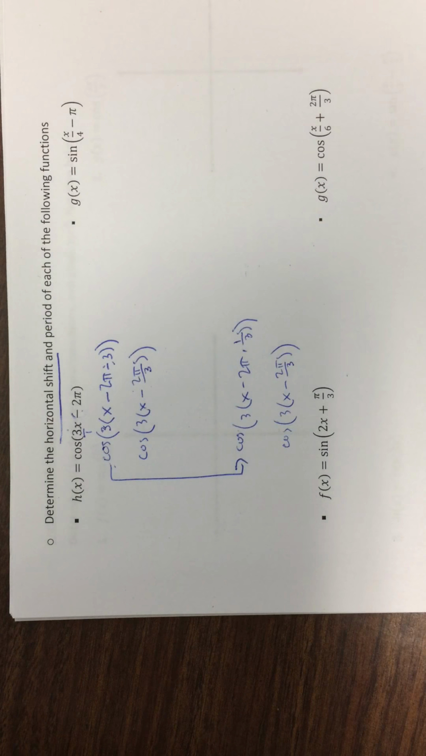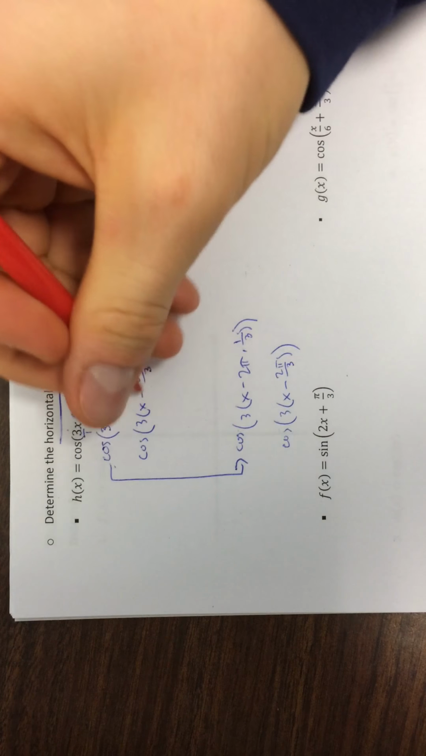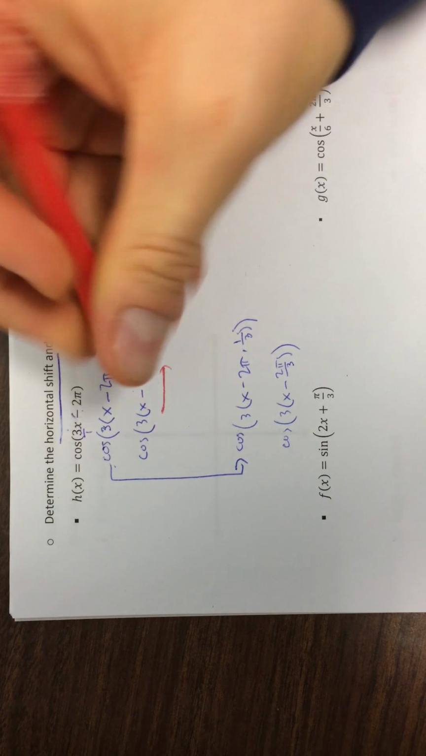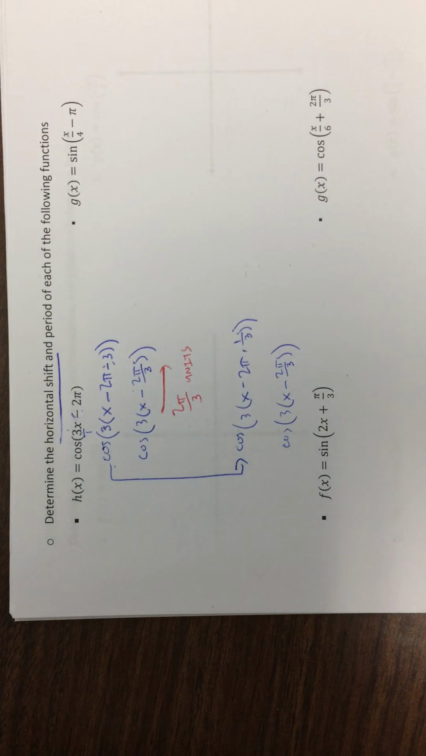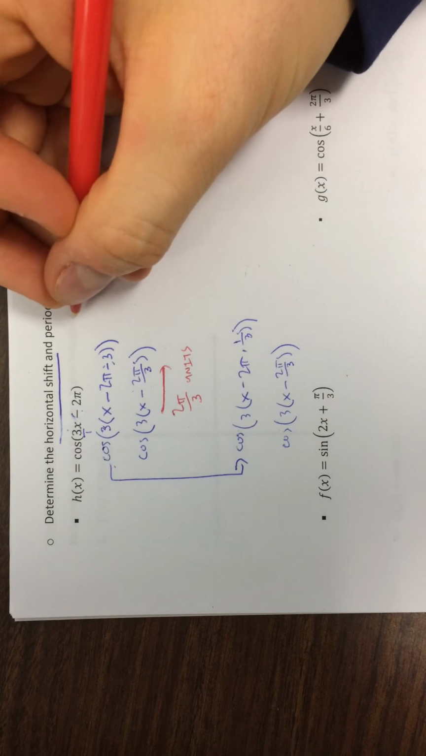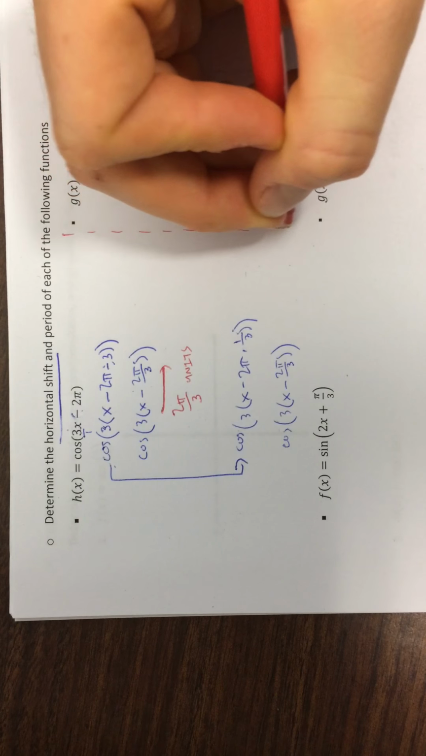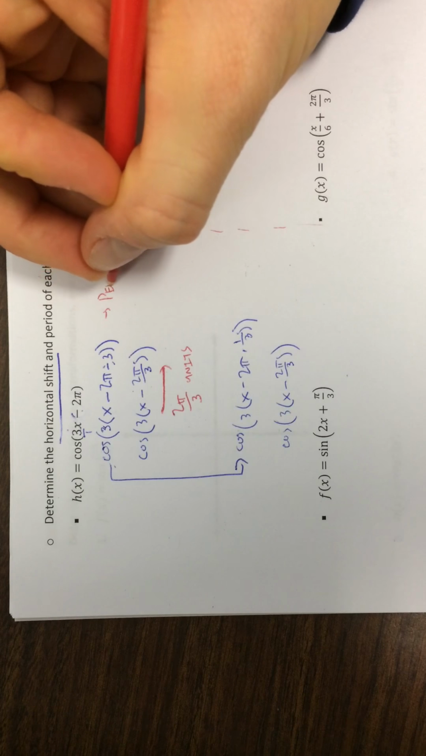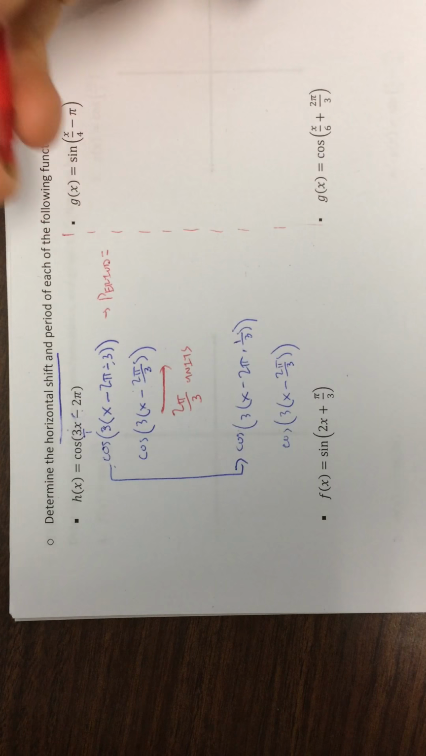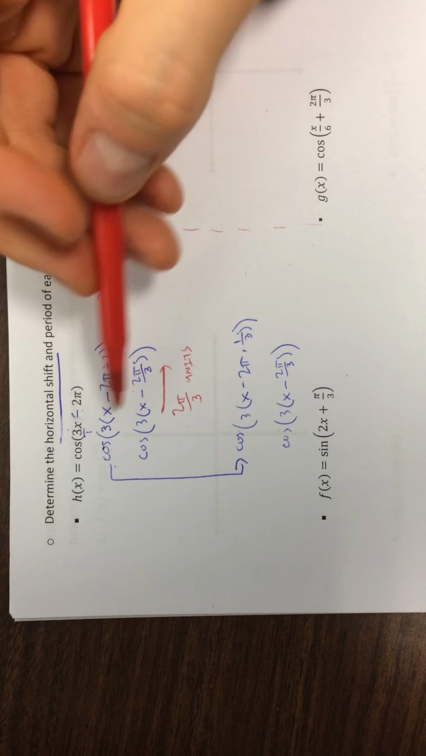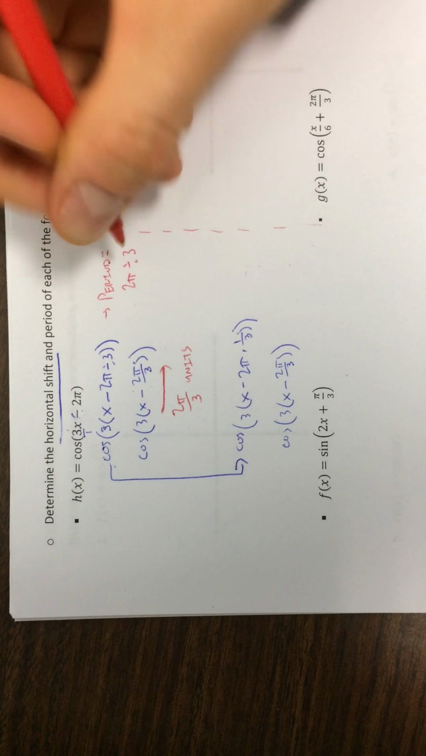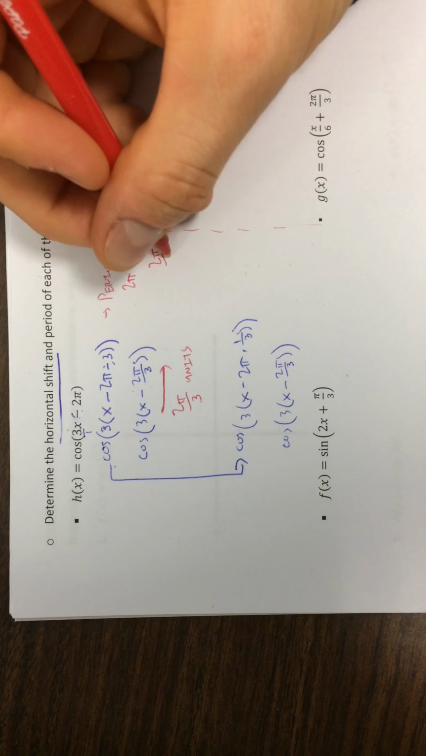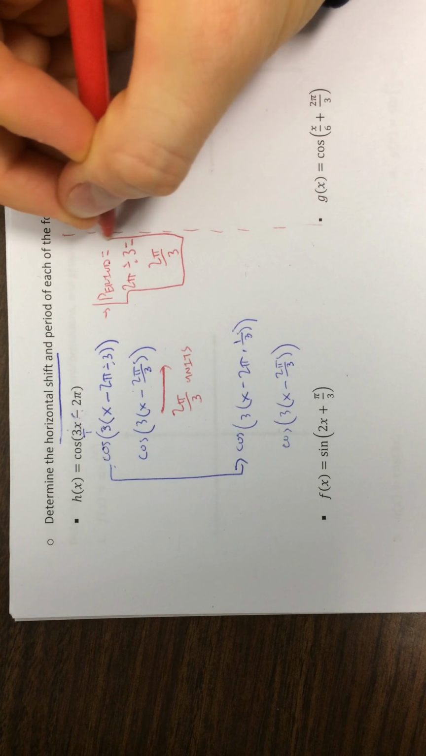And so from here, what we can determine is that we would shift this function to the right 2 pi over 3 units. And let me just do this real quick. Our period, because x is being multiplied by 3 here, is 2 pi divided by 3, which is 2 pi over 3.